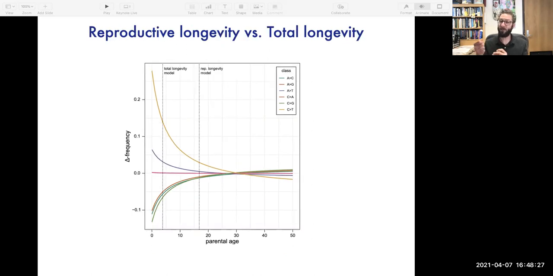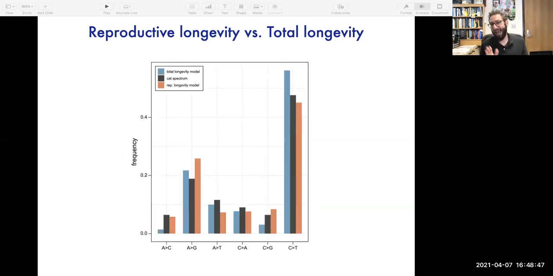Again, we can use these two contrasting models, reproductive longevity and total longevity, to say which one explains the mutation spectrum. Are we measuring essentially a human 3 years post-puberty, or are we measuring a human at 3 years of age? Those two would predict very different spectra. And here are the results. The cat data is the black. The orange bars are the reproductive longevity model, and the blue bars are the total longevity model. I will just say overall, the reproductive longevity model fits better.